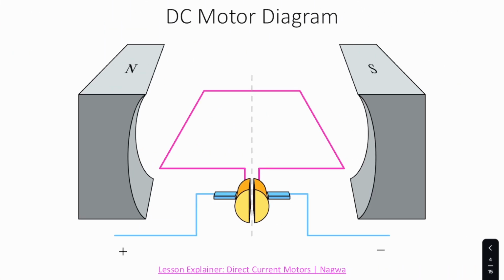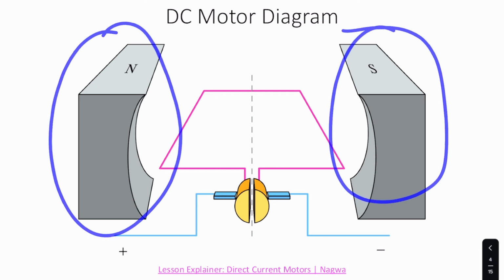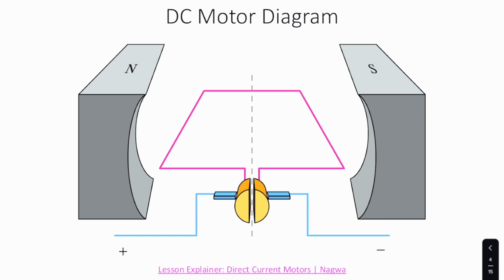Here's a simplified diagram of a DC motor. It lists out really just the most important parts of getting a motor to operate. The most conspicuous parts are probably these large blocks on the outsides, and those are permanent magnets. They're called permanent magnets because they don't need any electrical signal, they don't need any external force, they don't need anything acting on them to produce a magnetic field.